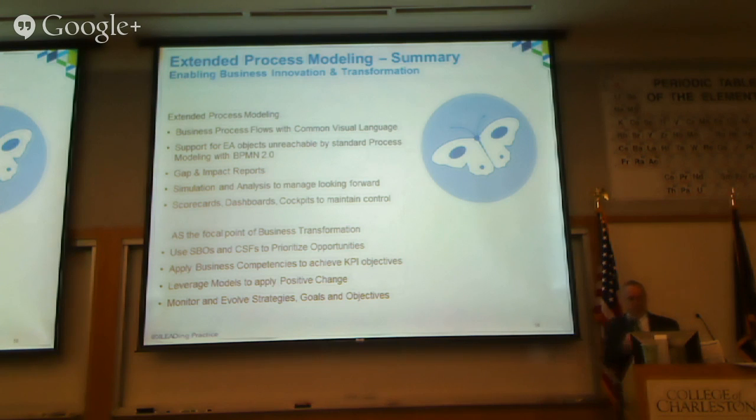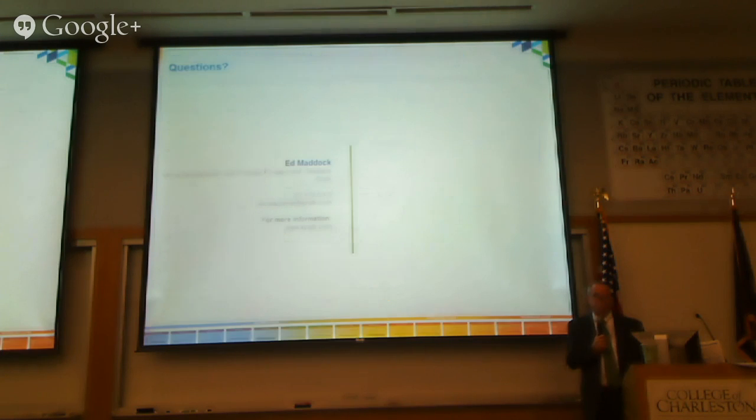As the focus of business transformation, so essentially prioritizing opportunities and measuring that information, applying the business competencies to achieve the KPI objectives, and then essentially apply positive change, and then continue to monitor and evolve the strategies, goals, and objectives, and evolve the processes as you move forward. So that's it. Questions?